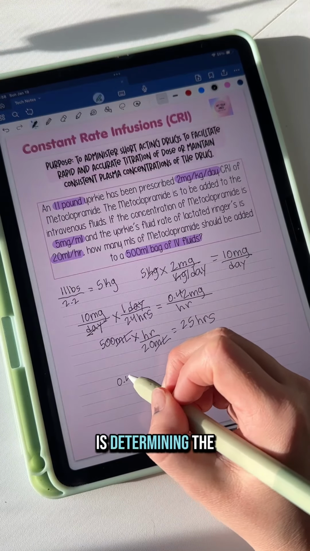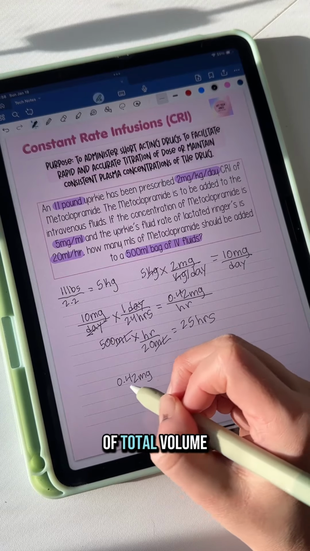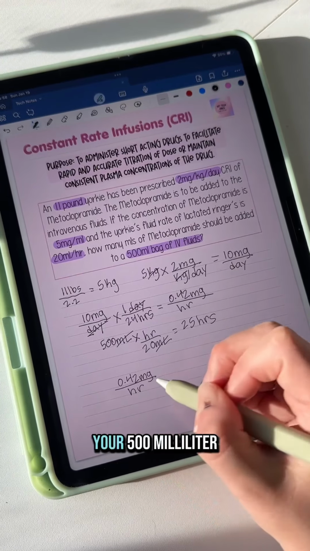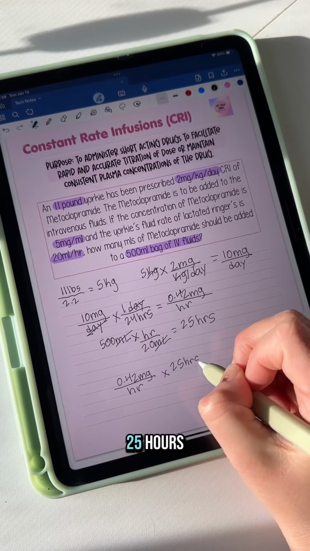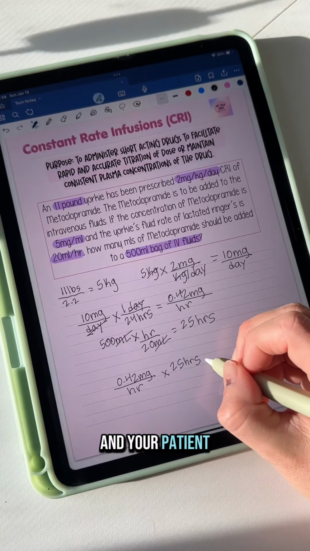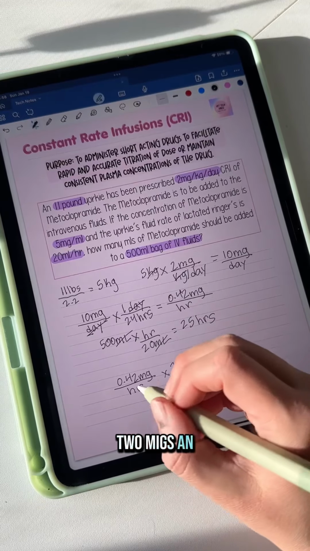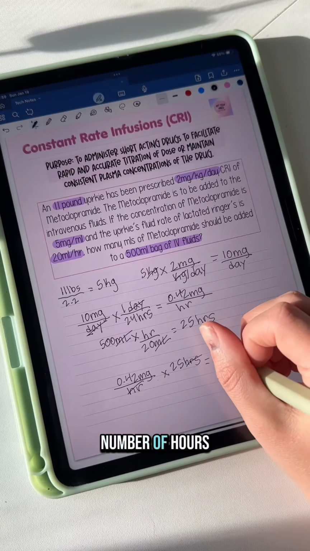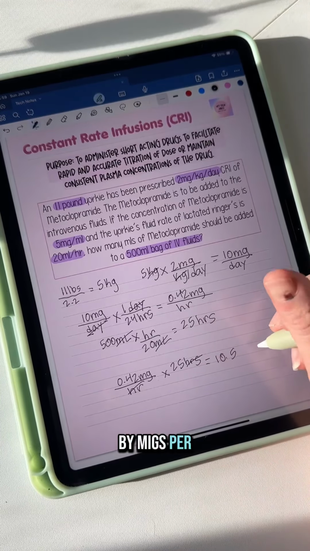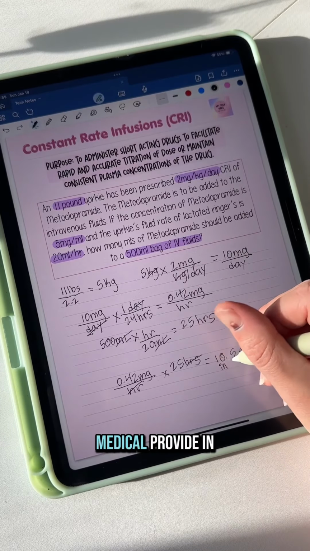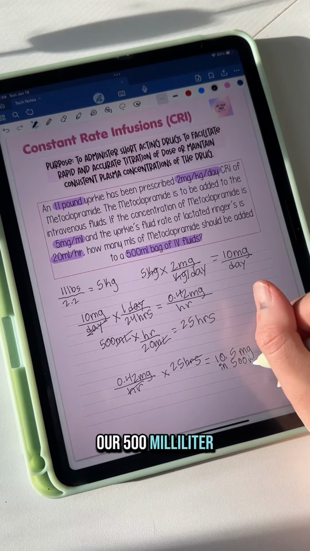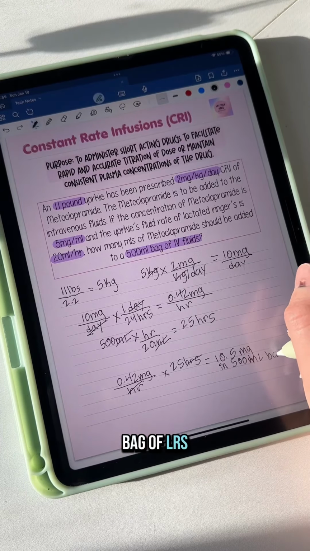Next up is determining the mgs per hour of total volume. For example, if your 500 milliliter bag of LRS will last you 25 hours and your patient requires 0.42 mgs an hour, you need to multiply the number of hours by mgs per hour, which gives us 10.5 mgs of metoclopramide in our 500 milliliter bag of LRS.